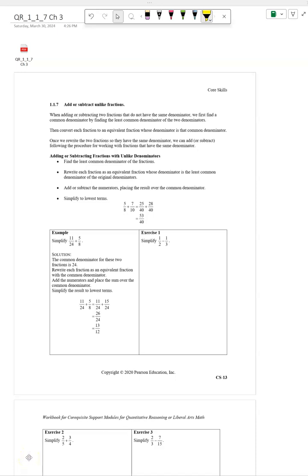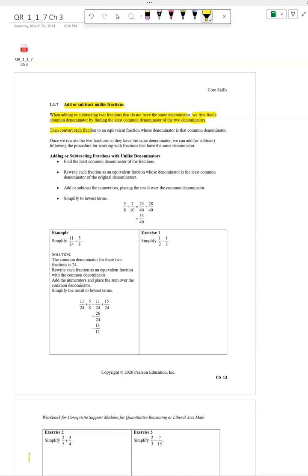Okay, now we're going to talk about adding and subtracting unlike fractions. So when adding or subtracting two fractions that do not have the same denominator, first we have to find our common denominator by finding the least common denominator of the two denominators, which we just did in our last lesson, so we should be really good at that by now.